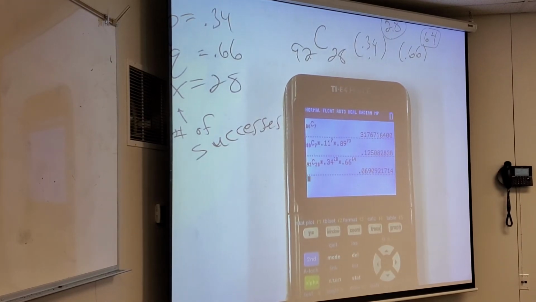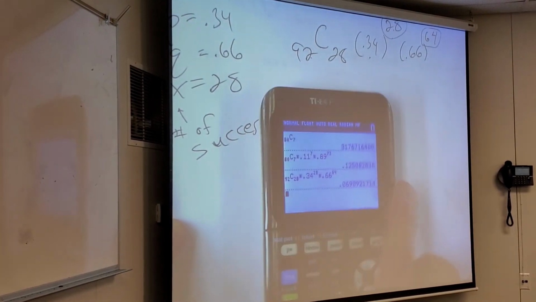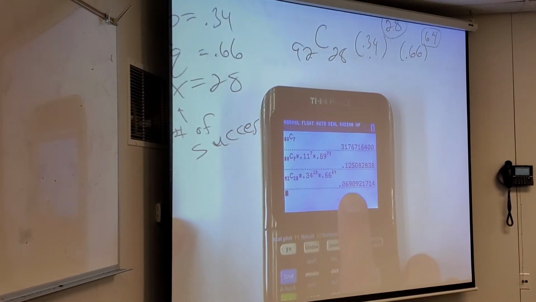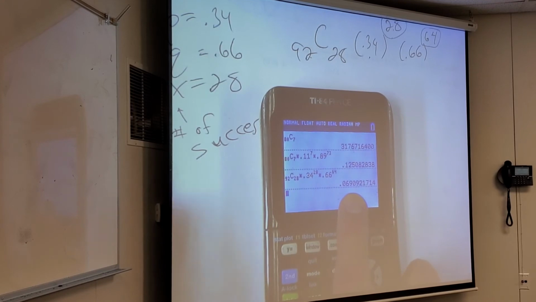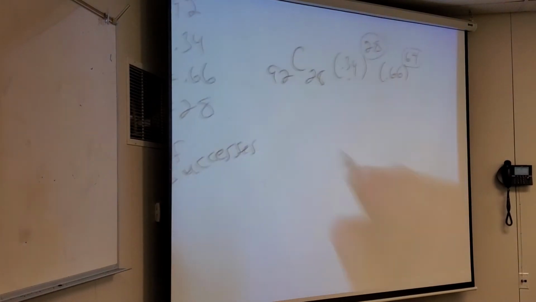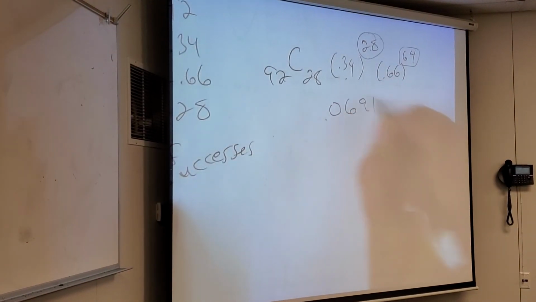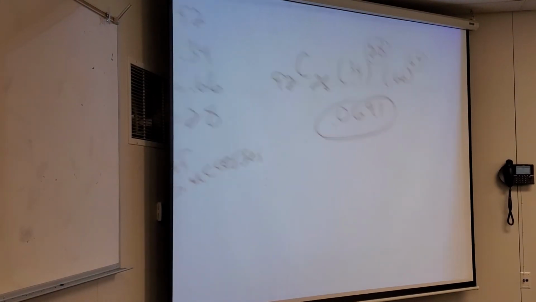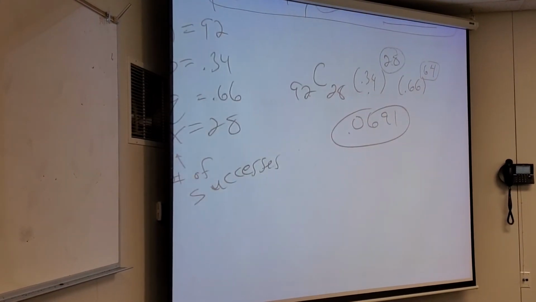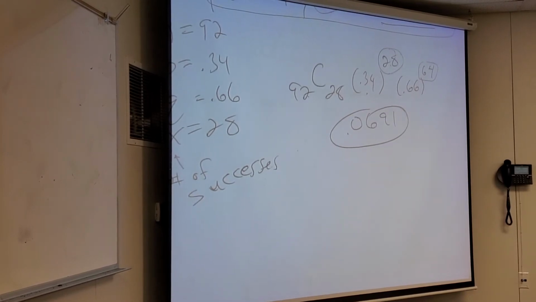You guys getting that? 0.0691? Please let me know if you can't get that. Everybody good? 0.0691. So almost a 7% chance that for any group of 92 people, exactly 28 will like lima beans.